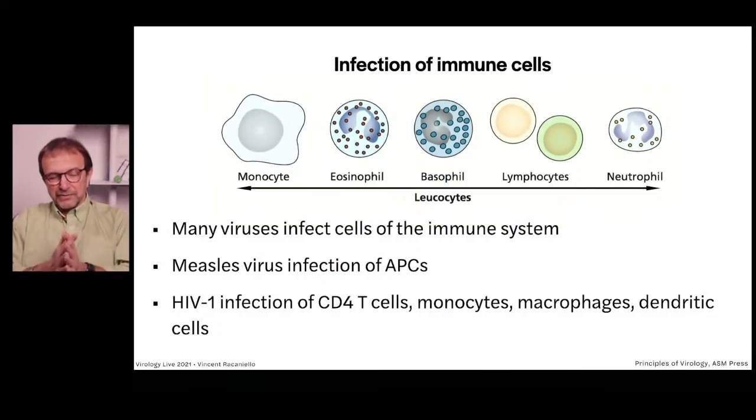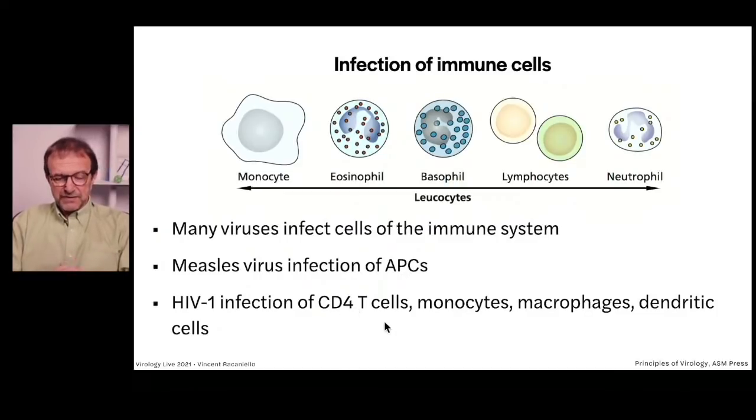All right, so we're looking at mechanisms of persistence, and here's another one. Some viruses can actually infect immune cells, and we've talked a bit about this for a variety of viruses. Measles virus infection of antigen-presenting cells, for example.